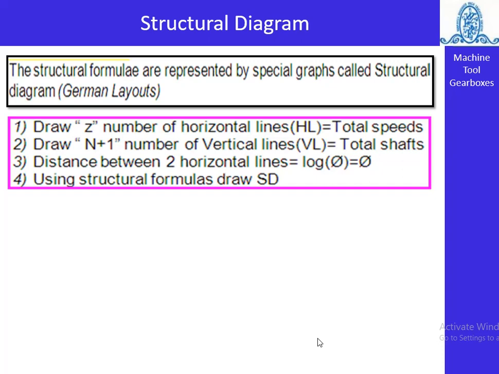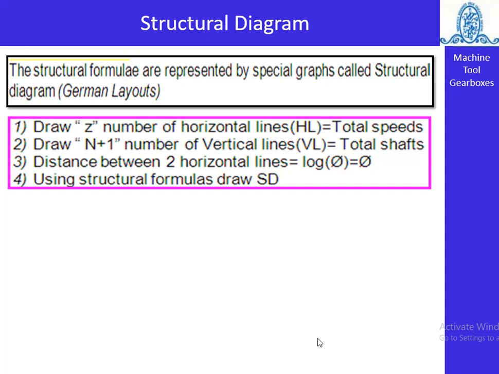So the total speed steps it is indicating, suppose z is equal to 6, so n1 to n6 horizontal lines we have to draw. Then the second step is to draw n plus 1 number of vertical lines. So here n is equal to 2 into 3, because we are splitting the z into 2 into 3. So 2 into 3 will be the number of stages involved, that is n. So n plus 1 vertical lines we need to draw, that is the total shafts it is indicating.